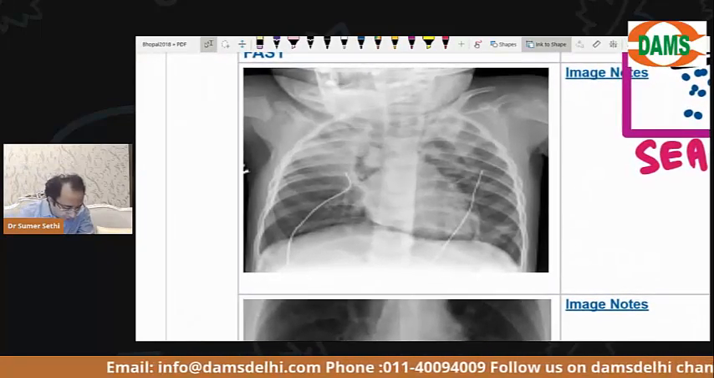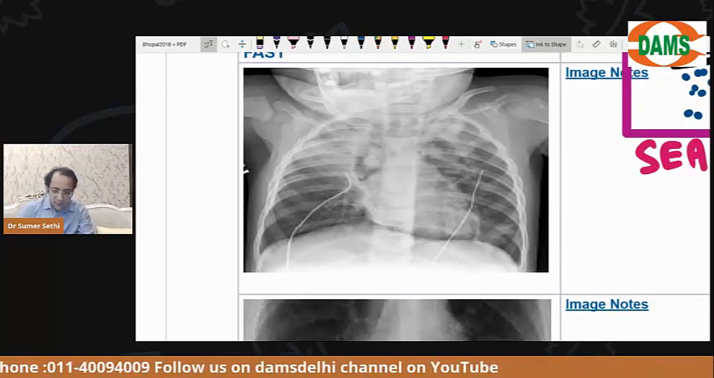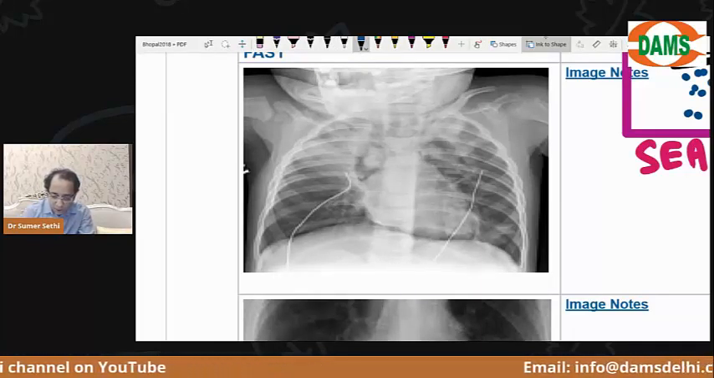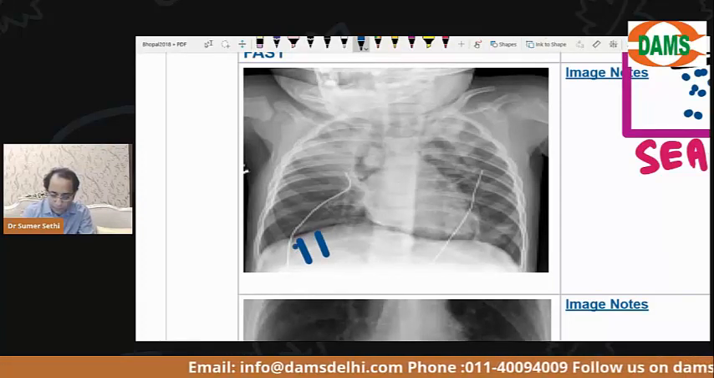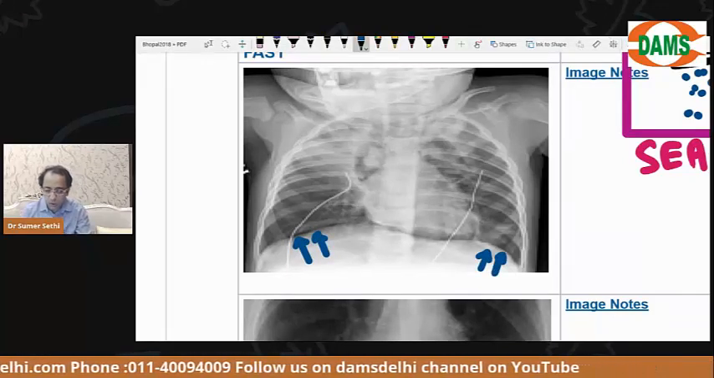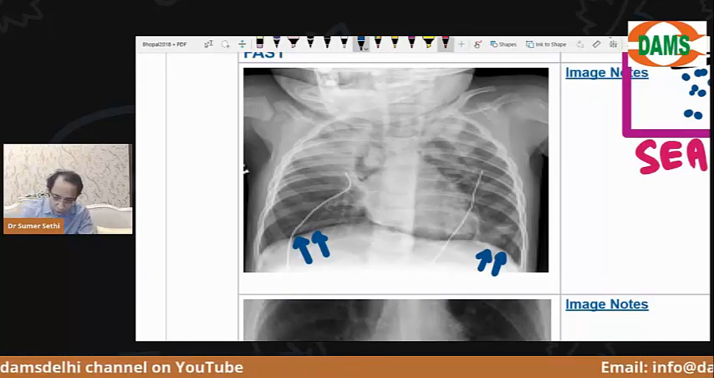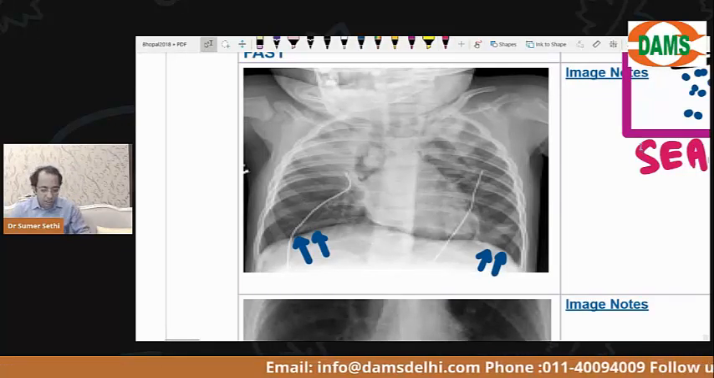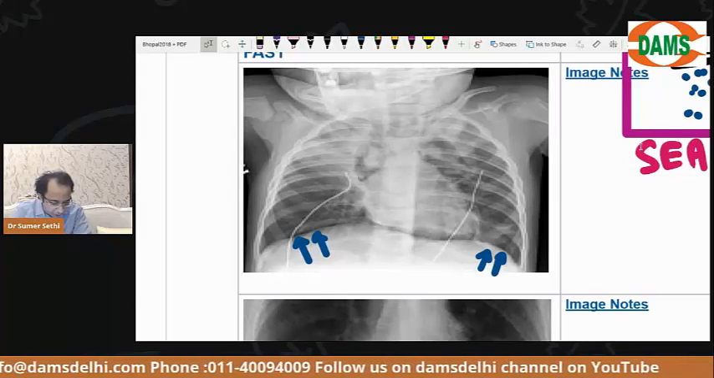Okay. Now let's see an answer, beta. Any one of you can answer. If this is your chest x-ray, what structure is my arrow pointing at? That is diaphragm. This is also diaphragm. Now my question is, why are we able to see the diaphragm? We are able to see the diaphragm because air in the lung is outlining it.